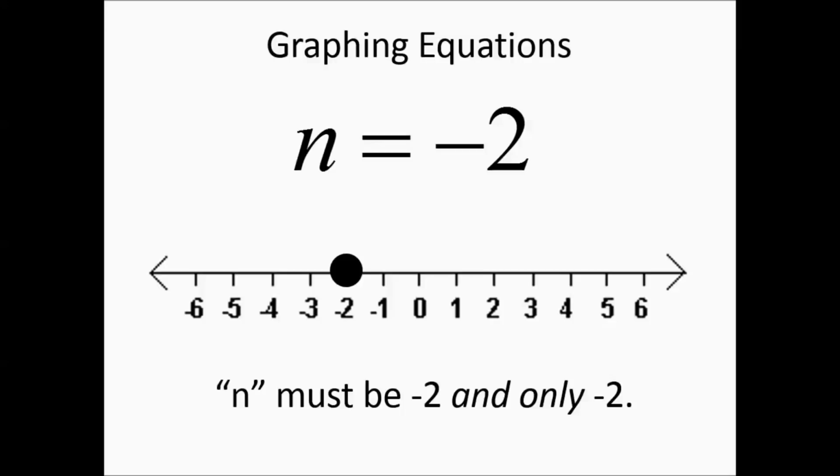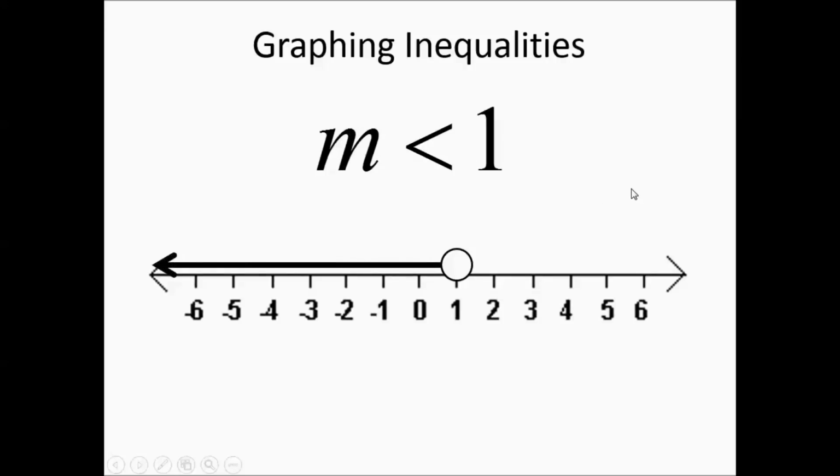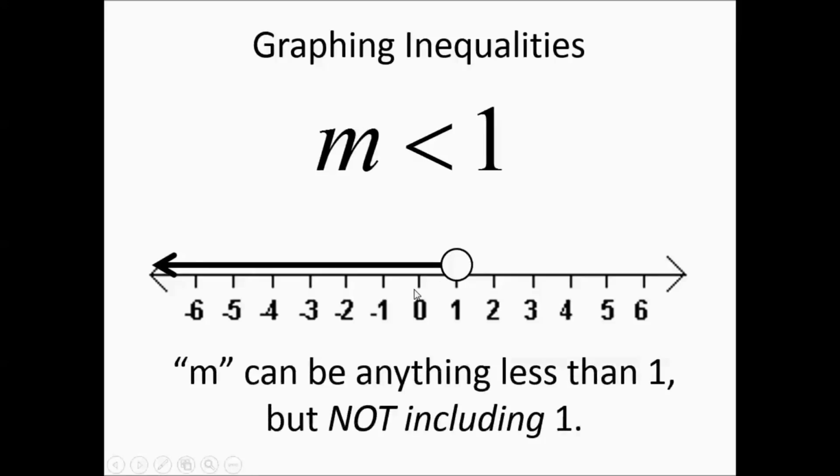Now when you start graphing inequalities, the rules change. M is less than 1. 1 is our focal point, so I'm going to put a dot on 1, but I'm going to leave it as an open dot because your solution can't actually be 1. If you put a 1 in for m, 1 is not less than 1. But everything to the left of 1 is a solution. So m can be anything less than 1, but not including 1.